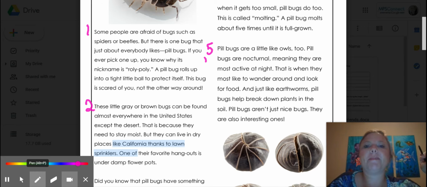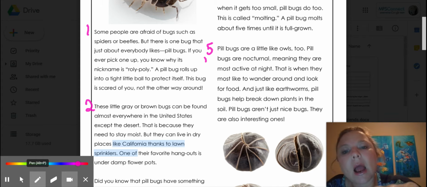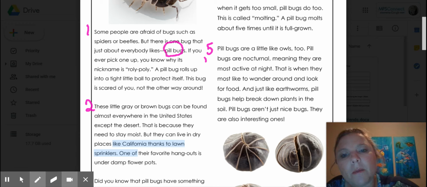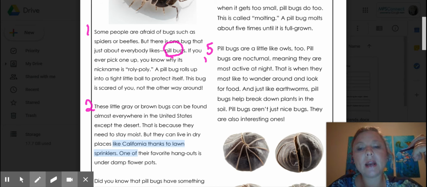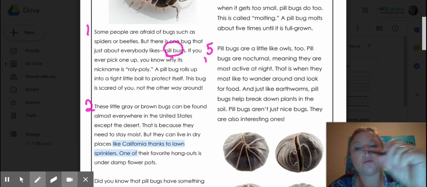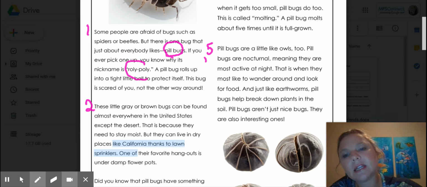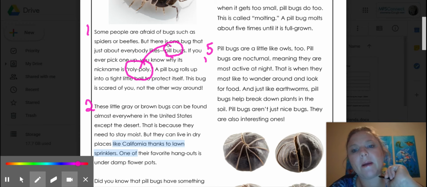Some people are afraid of bugs, such as spiders or beetles, but there is one bug just about everybody likes, pill bugs. Now, I am going to go ahead and circle the word pill bugs because up until now, I am thinking to myself, I've always called them roly-polies, and now they're calling them pill bugs, but I understand that they're the same thing, just a different word. If you pick one up, you know why its name is a roly-poly. Oh, there's the context connection between the two of them.